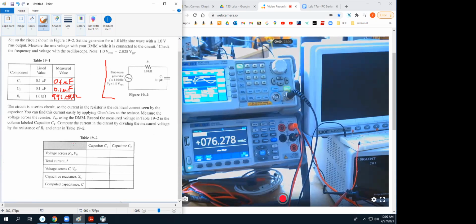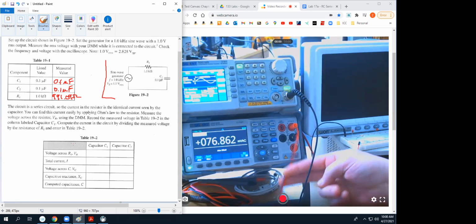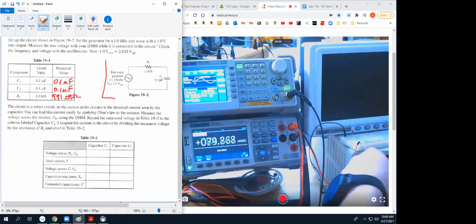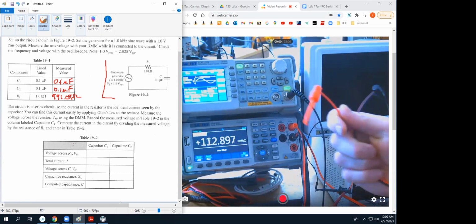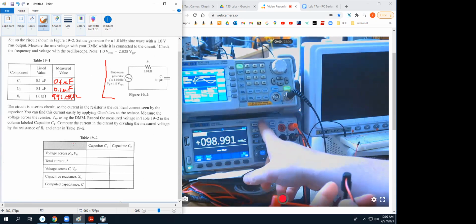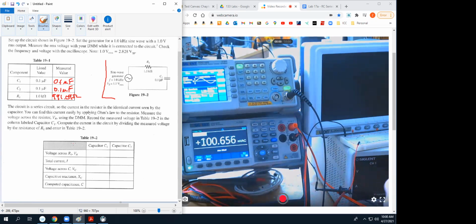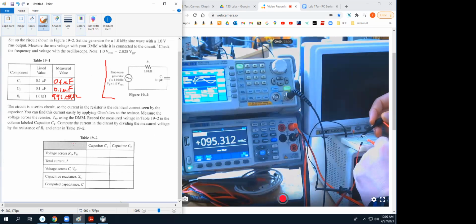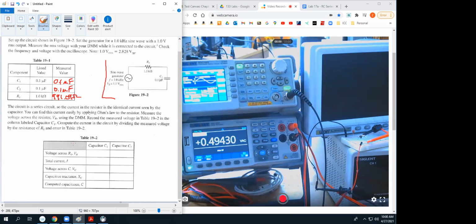What am I doing? Voltage drop across R1. Okay, so where's my meter read? Read my meter leads. I'm reading AC voltage. I'm just going to hook on to it. I'm getting a voltage drop of 0.49429 volts.